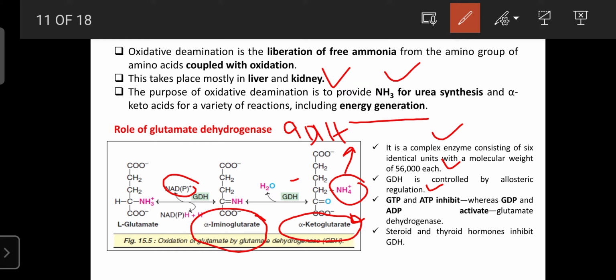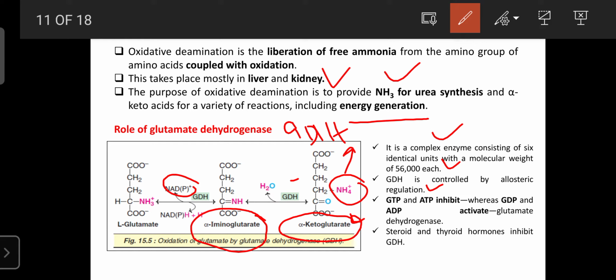So glutamate dehydrogenase is involved in both anabolic as well as catabolic reactions. It is involved in the formation of alpha ketoglutarate through an intermediate compound like alpha aminoglutarate, by utilizing coenzymes like NAD or NADP. The GDH enzyme is controlled by allosteric regulations.